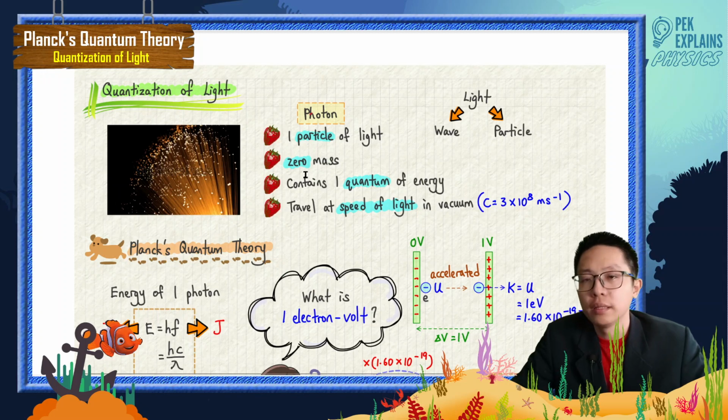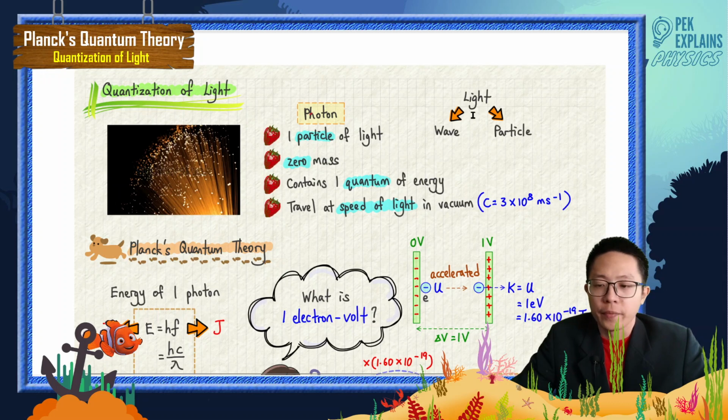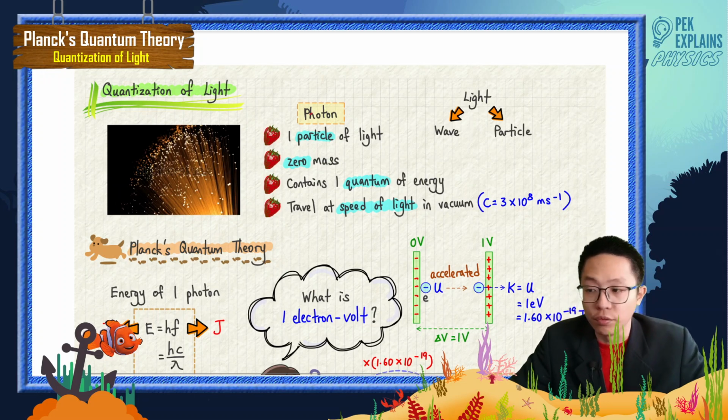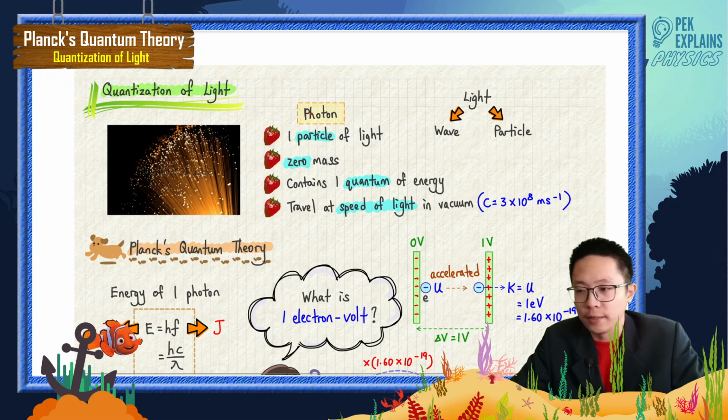Alright, let us learn about quantization of light. Before this, in the previous chapter, in geometrical optics and physical optics, you learned that light behaves as a wave. For example, in geometrical optics, you learned that light can be reflected and refracted, isn't it?